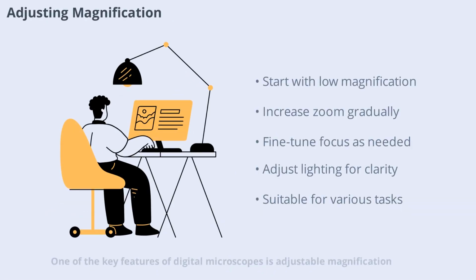One of the key features of digital microscopes is adjustable magnification. Most models allow you to change the level of zoom either by turning a dial or using software controls. Start with the lowest magnification to locate your specimen, then gradually increase the zoom for a closer look. Be mindful that higher magnification may require fine-tuning the focus and lighting. Experiment with different settings to find the best view for your sample. This flexibility makes digital microscopes suitable for a wide range of tasks, from examining insects to inspecting circuit boards.